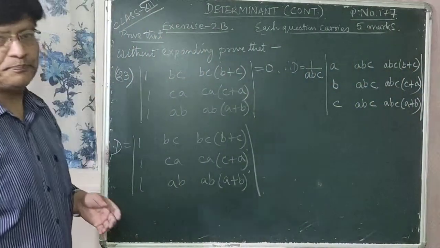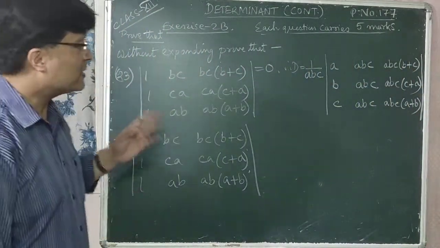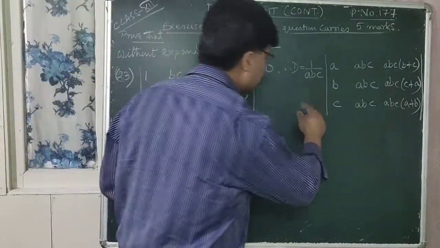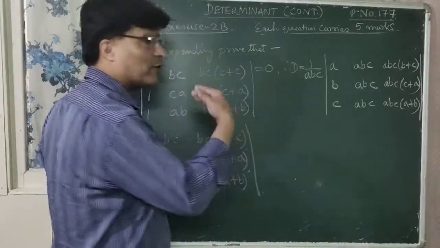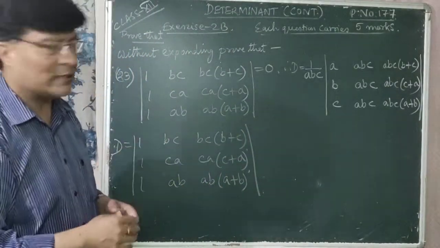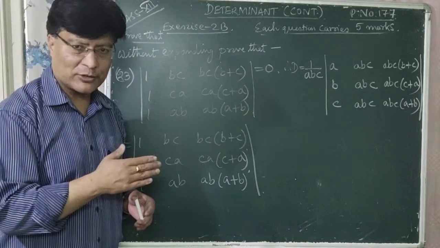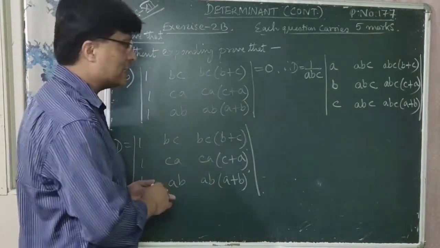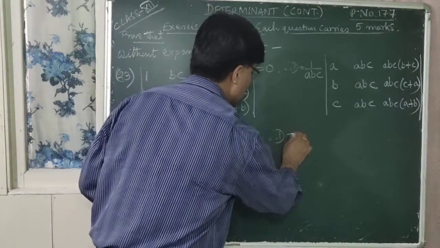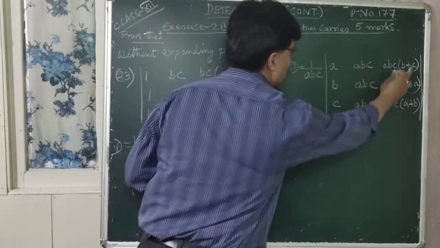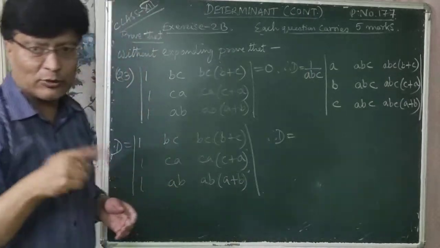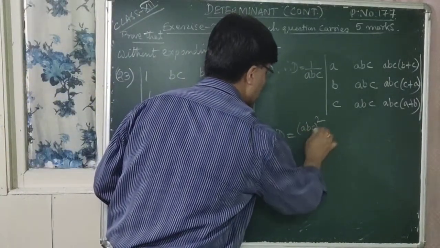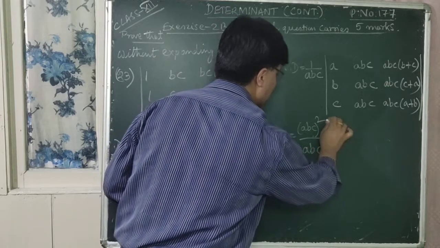Now what will you do? Now you can take common from the second column and from the third column. What is common there? In the second column, ABC is common, and in the third column also ABC is common. Let us take it outside the determinant. So therefore D is equal to, from here ABC, and from here ABC. What is ABC into ABC? ABC whole square, right? So it is ABC whole square divided by ABC, right?